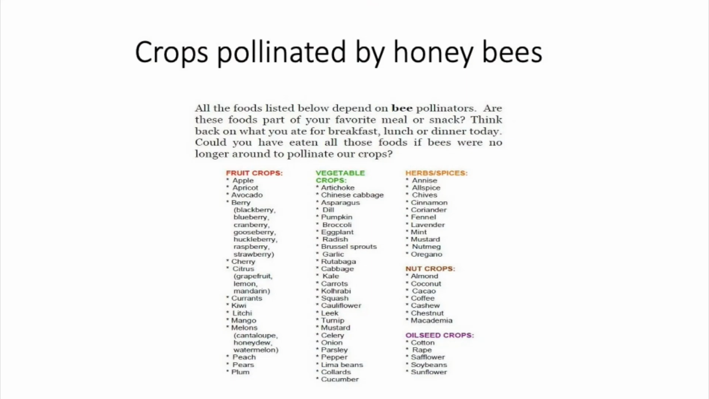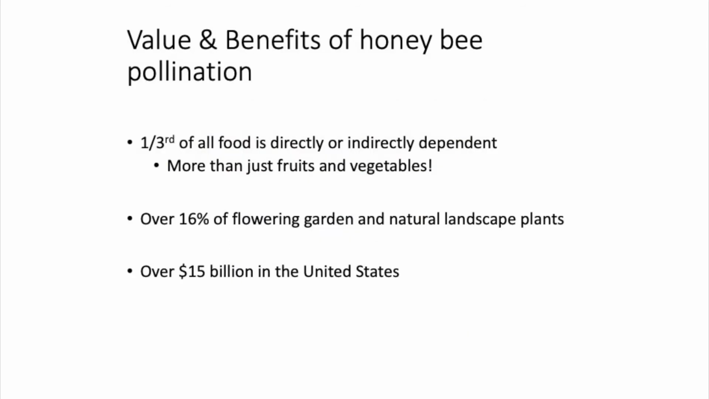Crops that are pollinated by honeybees are quite a long list, and there's a slide here with the list on it. You'll know mostly, of course, about almonds in California that need pollination by honeybees, but there are many other crops as well. One third of all our food is directly or indirectly dependent on pollination by bees. And it's worth something like $15 billion in the United States.